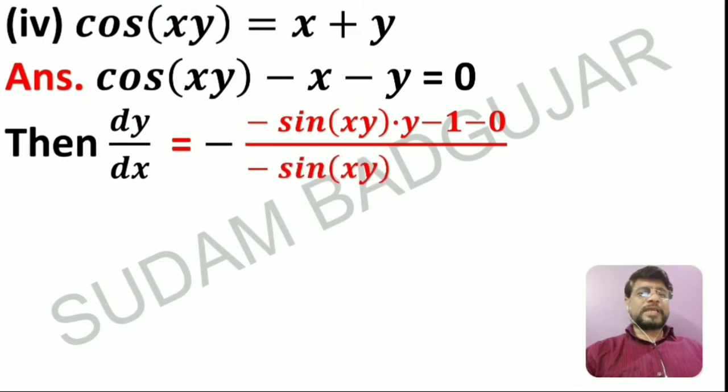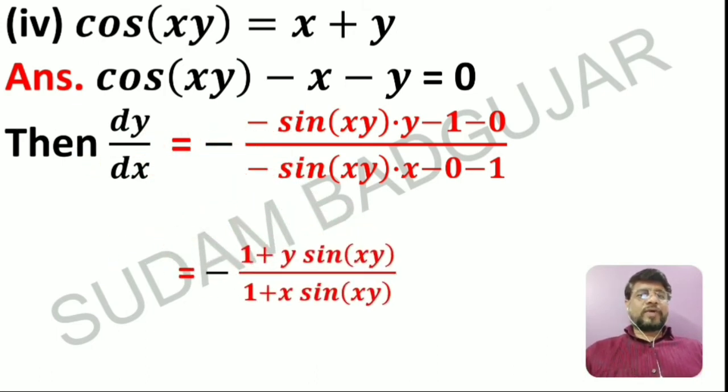Again derivative of xy is x minus 0. What is derivative of minus y? That is minus 1. Now you have to simplify here. See here, each term having negative sign, then taking minus sign common, minus minus become plus, that is dy by dx equal to minus 1 plus y sin of xy upon 1 plus x sin of xy.